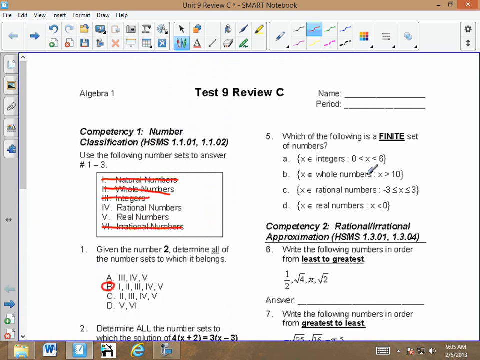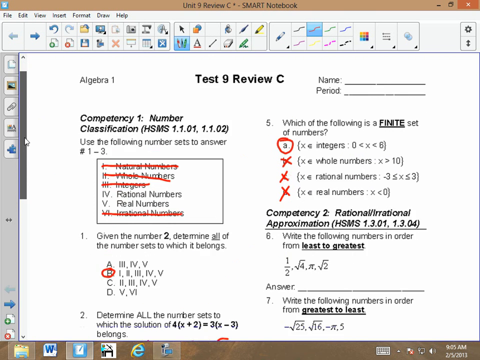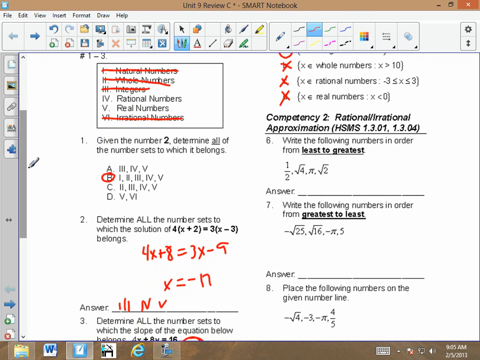Okay, so now we need finite. We need something that ends. Integers between 0 and 6, that's it. Okay. Whole numbers bigger than 10, that's infinite. Rational numbers, no equal sign, that's infinite. Real numbers, no equal sign, that's infinite. All right. Onward and upward, kids.